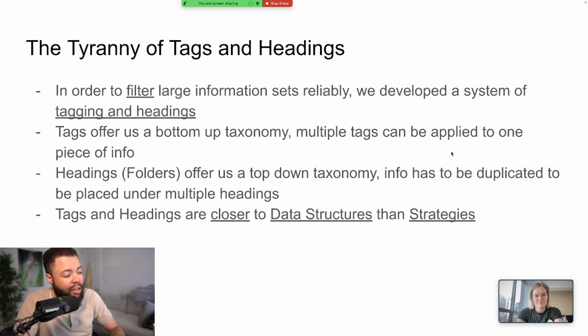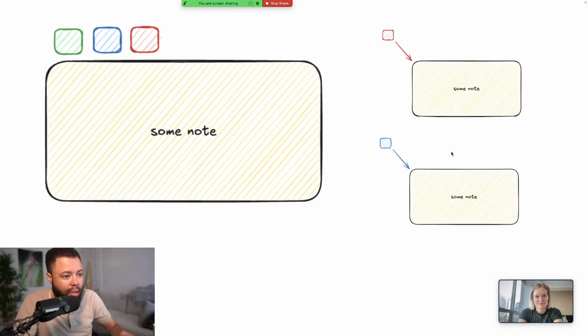So tags and headings are actually closer to data structures than they are strategies, which is why they've stuck around so long, and which is why they appear in so many different types of strategies and software. So people will take tags and they'll use them in Obsidian. They'll also use them in Notion. They'll use them in Evernote. And the reason is because they interface with the data directly. They don't interface with the strategy that's interfacing on top of it.